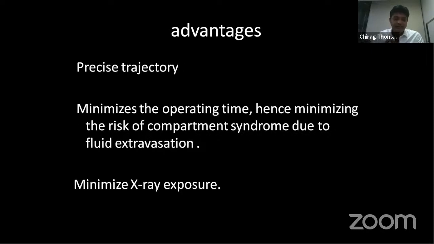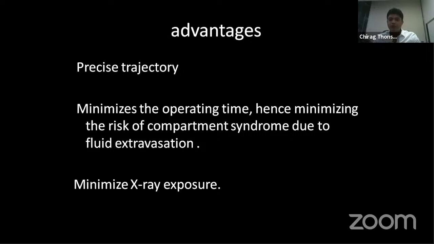What are the advantages of this procedure? A precise trajectory. What happens most of the time is that we do not use the ACL jig. If we do not use the ACL jig, we do not know what trajectory to go in for. So we make a cortical window, and it's trial and error.